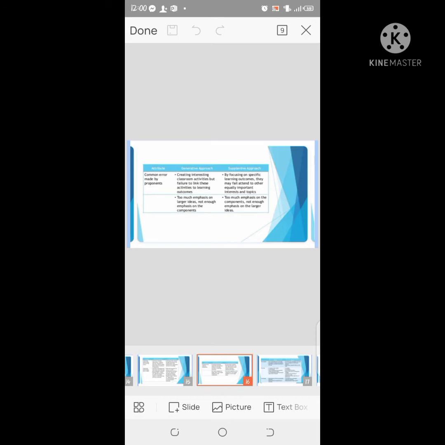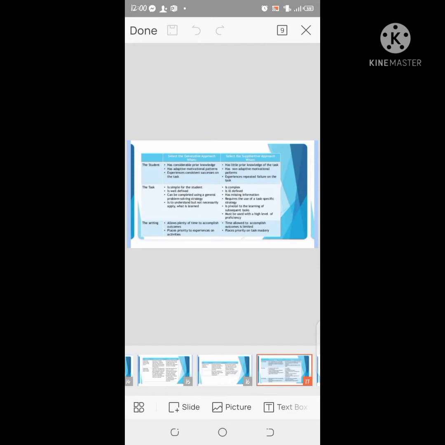Then the generative approach has too much emphasis on larger ideas, not enough emphasis on the components, while the supplemental approach has too much emphasis on the components, not enough emphasis on the larger idea. So that would be all for the comparison of the approaches. So now let's proceed to the other box.